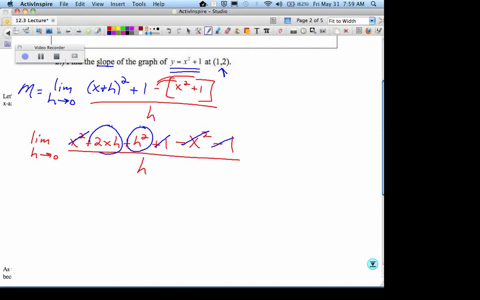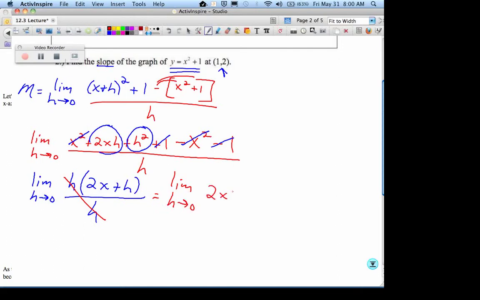If you use the difference quotient and you've done it properly, everything left after you do all your crossing off should have an h in it, so that you can do what? Factor it out. So you can factor an h out, which would leave 2x plus h. What can we do now? Cross out the h's. And now you have the limit as h goes to 0 of 2x plus h.